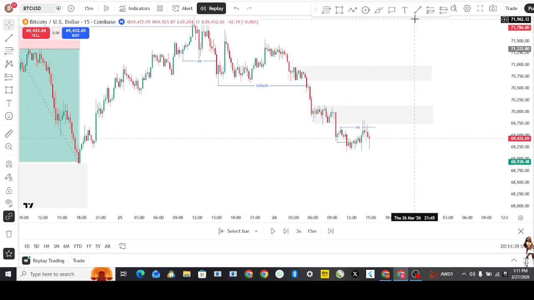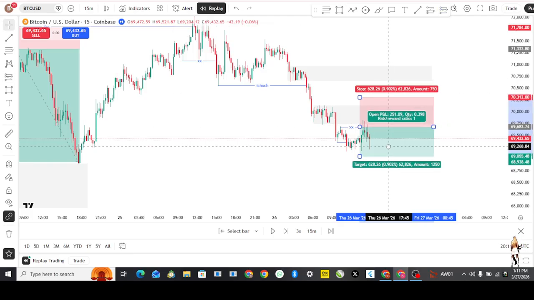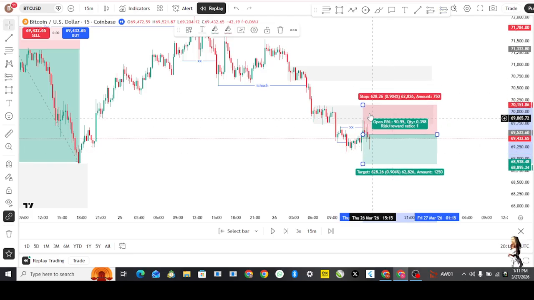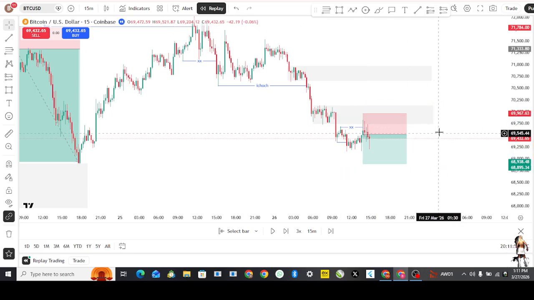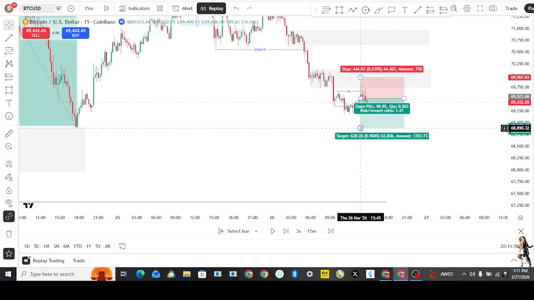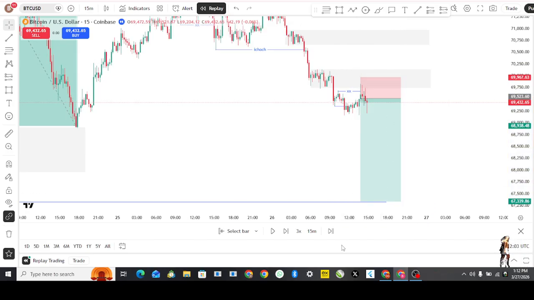Okay, at this point we have multiple rejections. You see that we have multiple. So at this point I can take a trade, then my stop loss will just be around this zone, then the target is going to be here. Let's see, this is where I'll be targeting. Let's see.